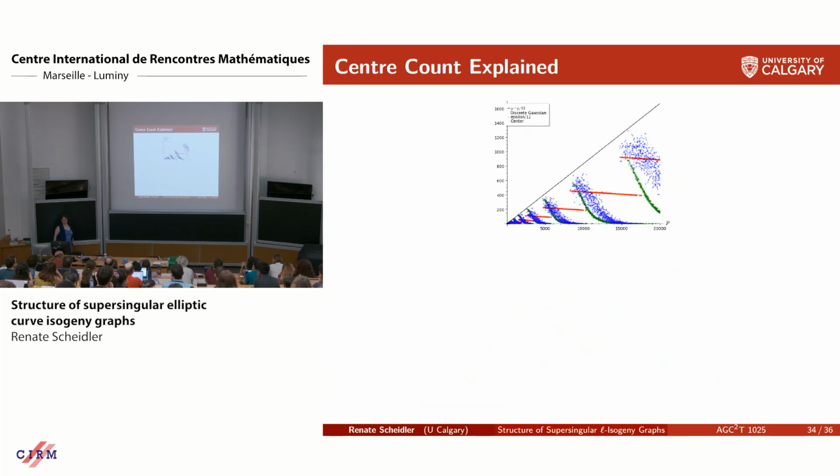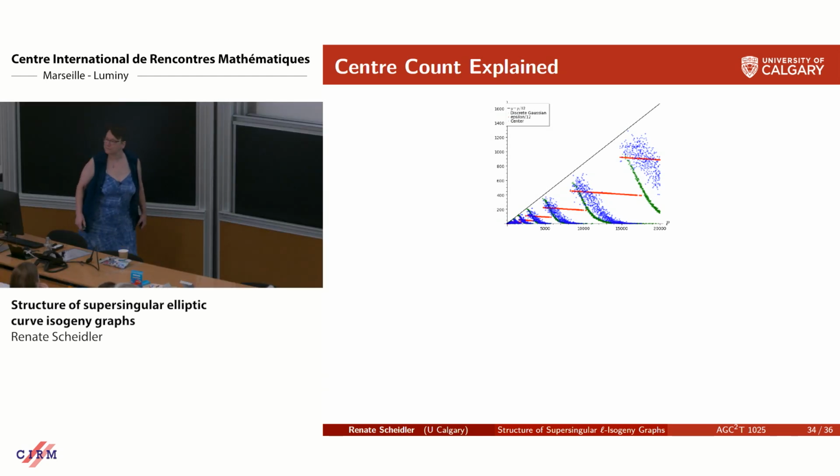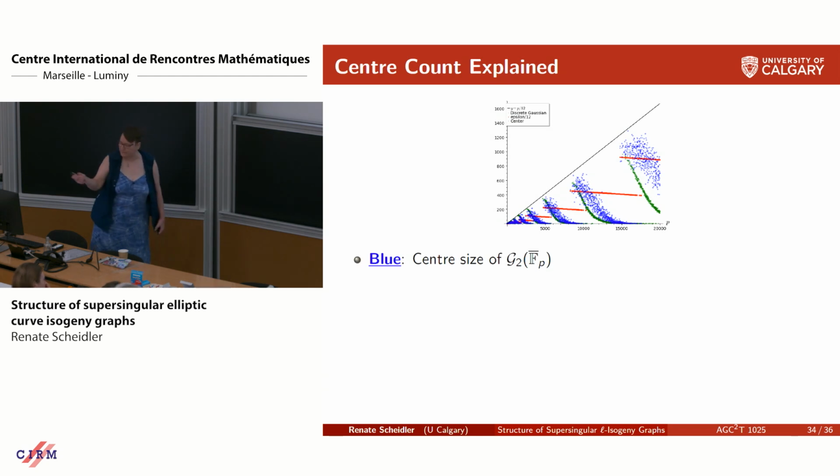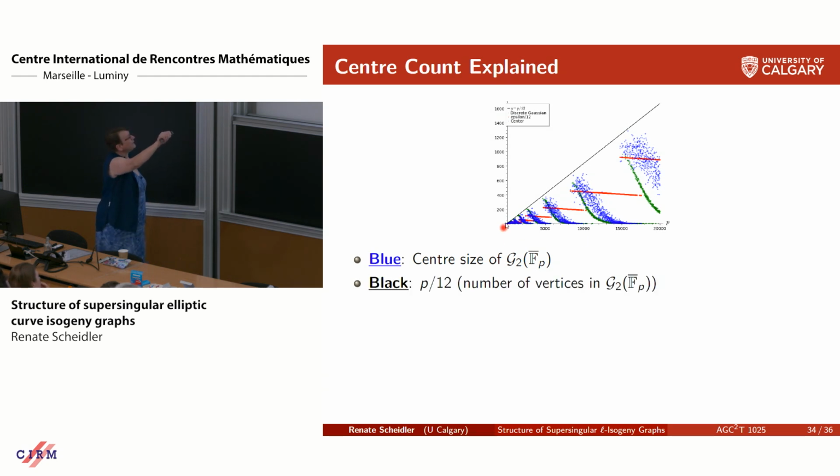So here's a smaller version of that same picture, but it has some other stuff in it. It has a black line, and it has some green stuff, and it has some red stuff. Can you guys see these colors? Yeah, good. All right. So let me explain what's going on here. The blue is just the same as before. That's the center data, right? And the black is also easy. This black line here is p over 12. This is the number of vertices in the FP bar graph. So no center counts ever go beyond that because that's all the vertices, but you see they go pretty close.